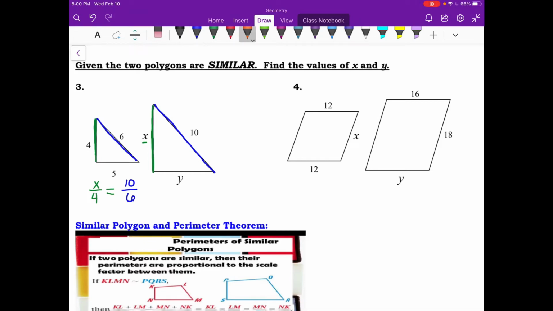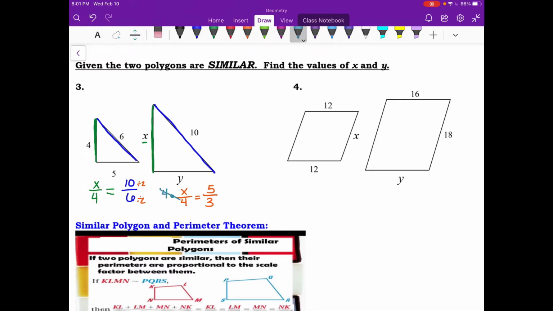I am going to first reduce that proportion, 10 over 6. This reduces by 2 on the top and the bottom. So my new proportion before I start solving will be x over 4 is equal to 5 over 3. To get rid of the 4 at the bottom, I'm going to multiply by 4.